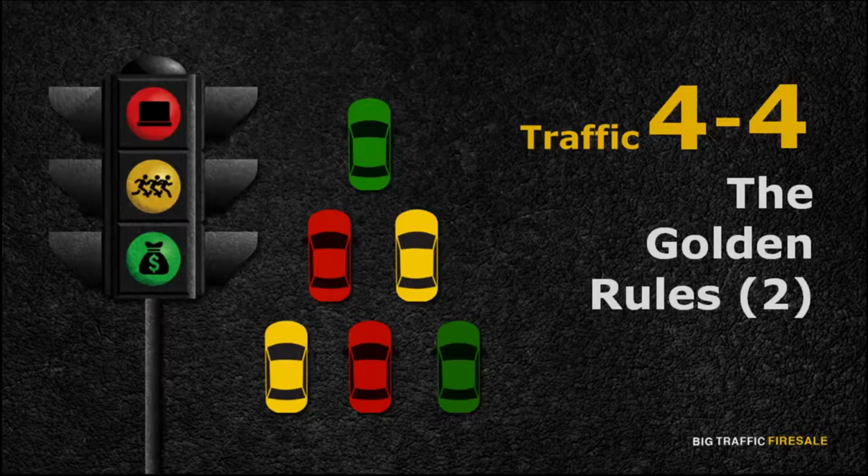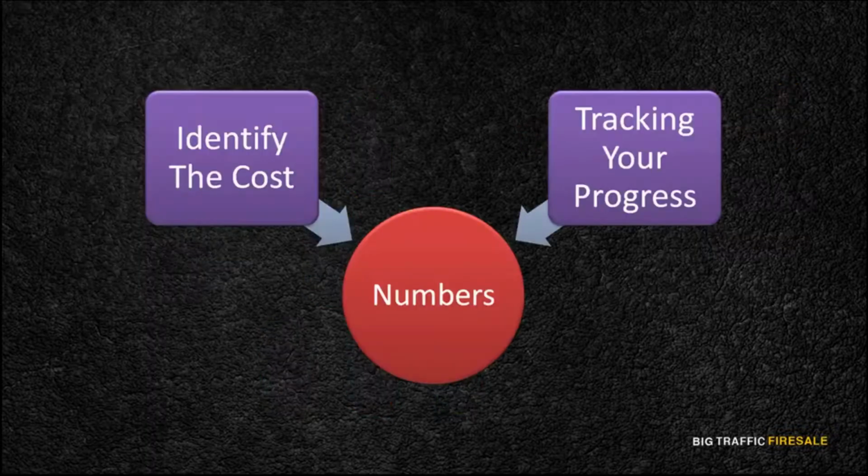In this module, we'll be focusing on another golden rule you can't afford to miss, which is knowing your numbers. When we talk about numbers, it all boils down to two major components. One, identifying the cost to purchase your solo ads. Two, tracking your progress.